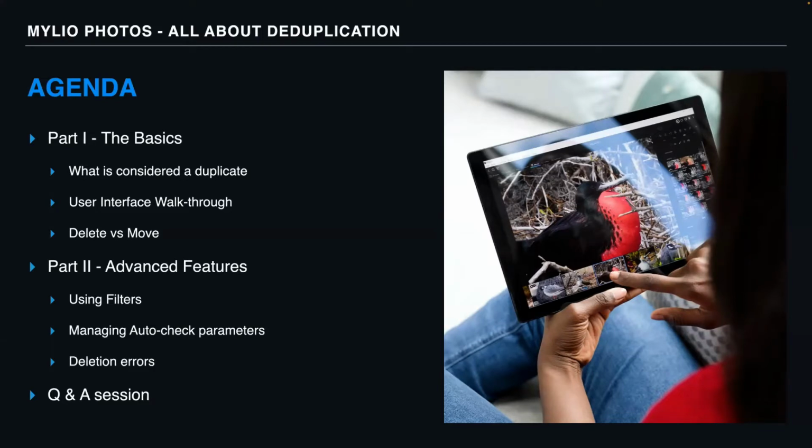On part 2 of the webinar, we're going to talk about advanced features, how to use filters for your deduplication exercises, how to manage the Autocheck parameters so that you don't have to check things by hand and let the software do it, and how to handle deletion errors. And then we're going to leave some time at the end of the session for some Q&A.